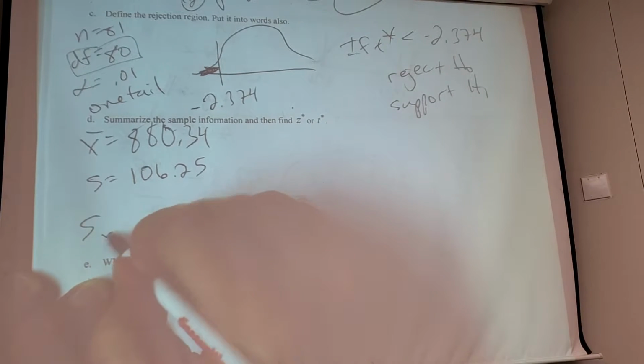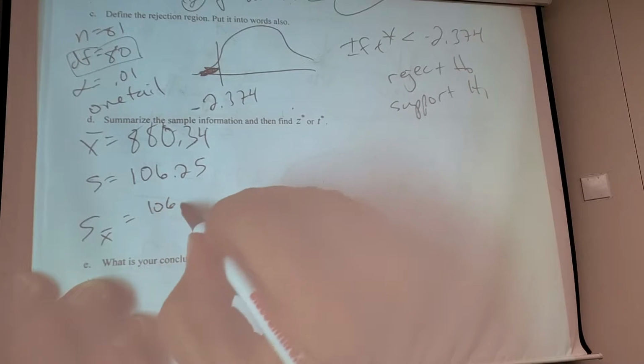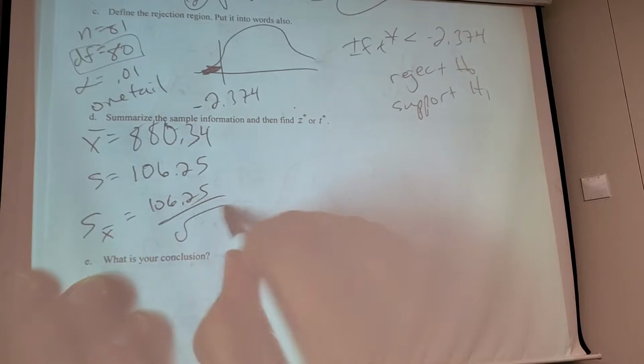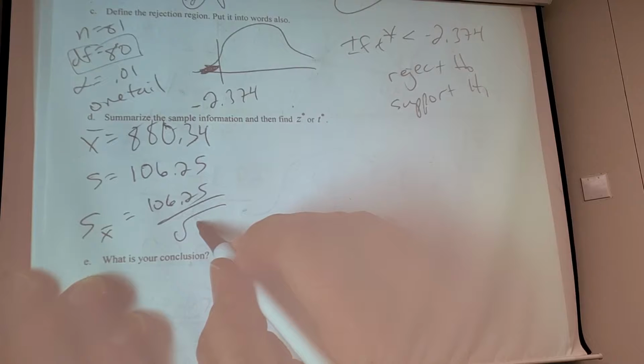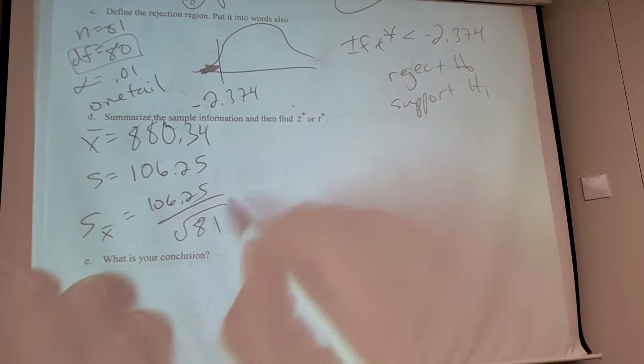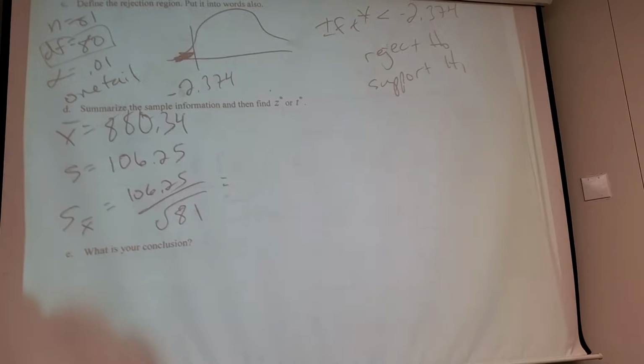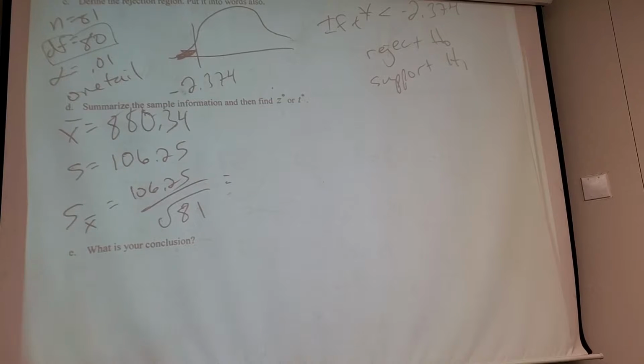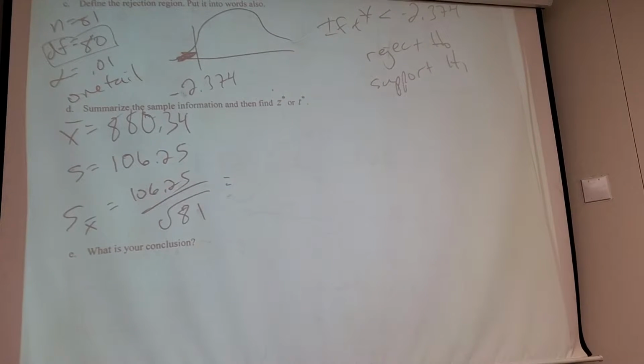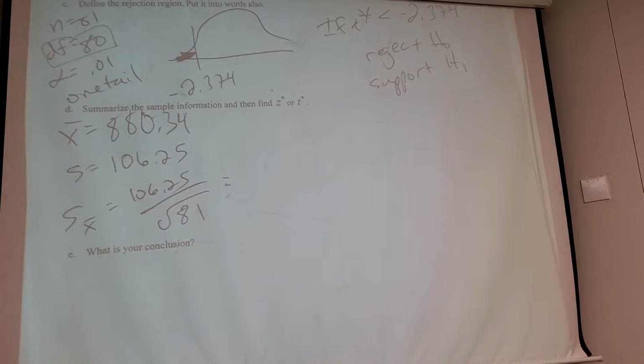So what's the new S? 106.25 divided by the square root of 81. Anybody confused about why we have to do that? I thought you would do that to find the new sample standard deviation. So we have to be careful.